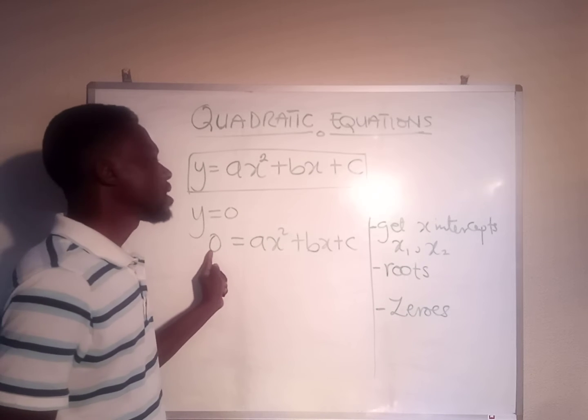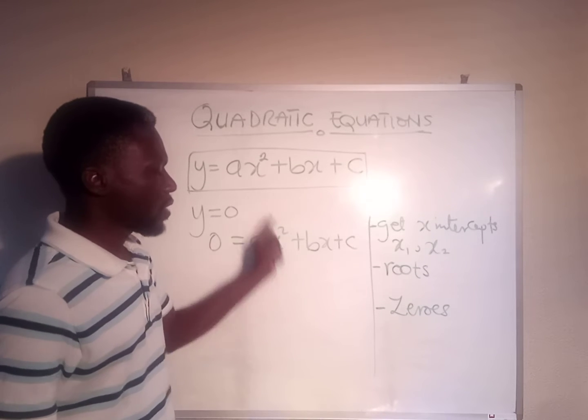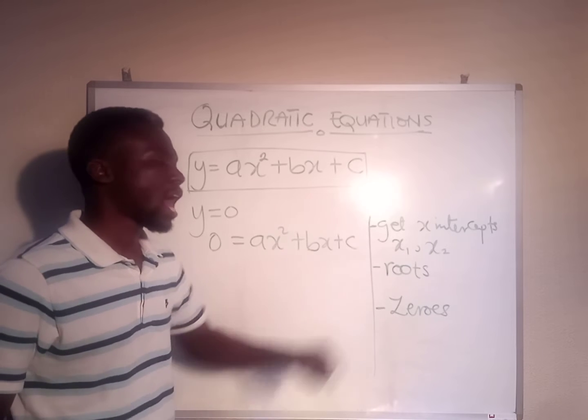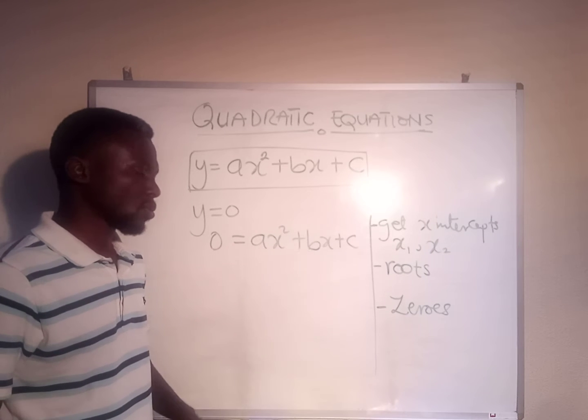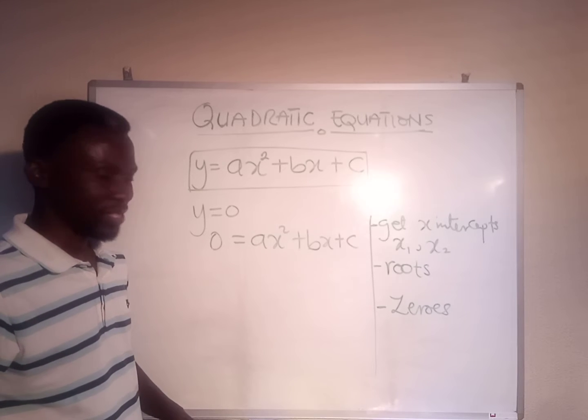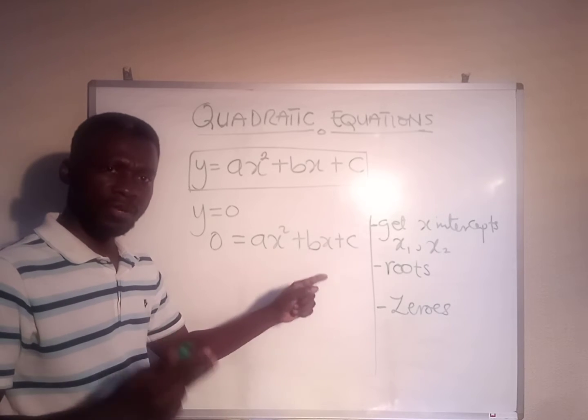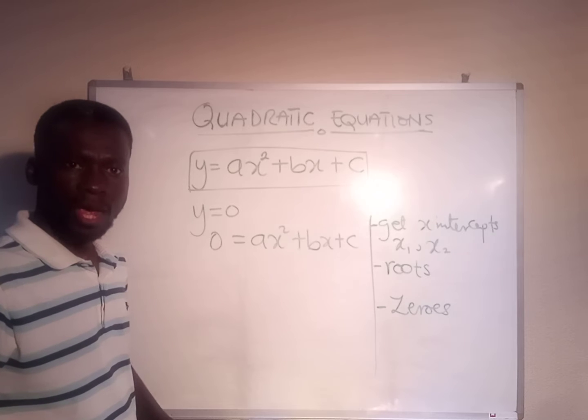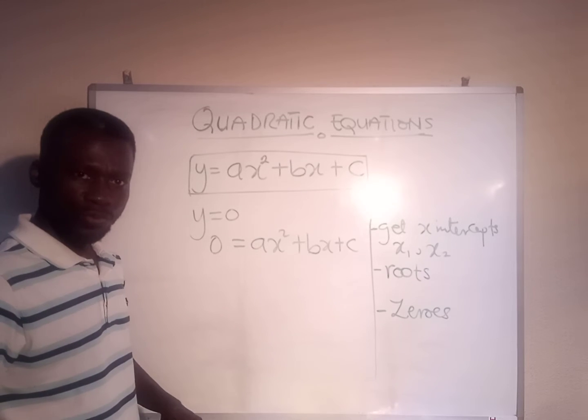It is only when y is equal to 0 that you can solve the equation and have the x-intercepts, the roots, or the zeros of the equation, which will be in the form of two values, x1 and x2. I hope you do follow this.